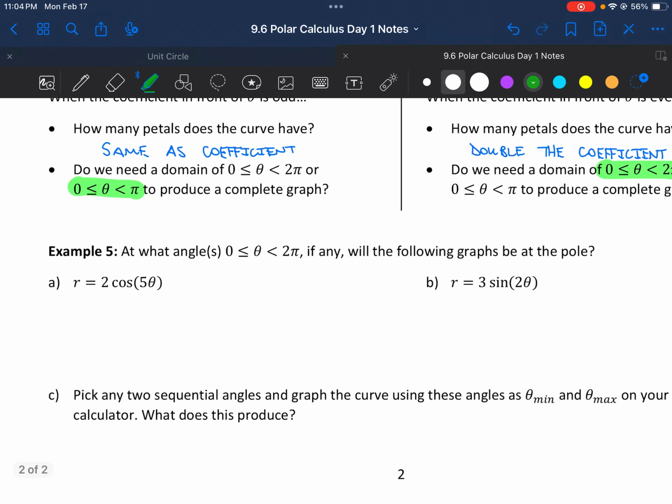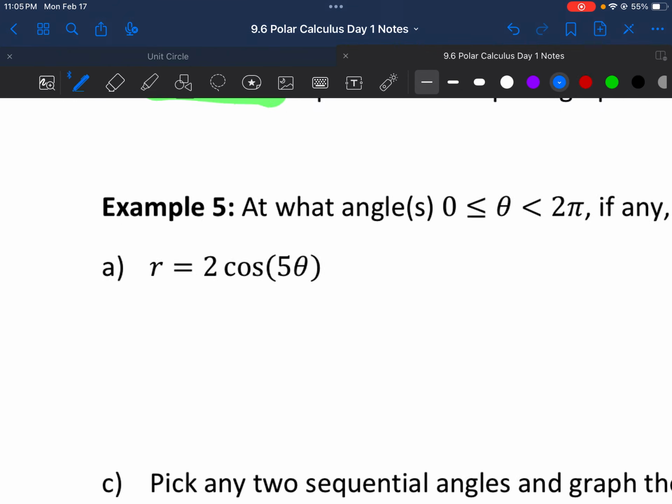All right, last little section. At what angles between 0 and 2 pi, again, notice that 2 pi is not being included, will the following graphs be at the pole? So now these are rose curves where we're setting r equal to 0. Okay, again, being at the pole means r equals 0, because r is that distance from the pole.